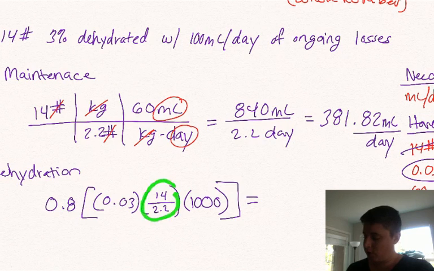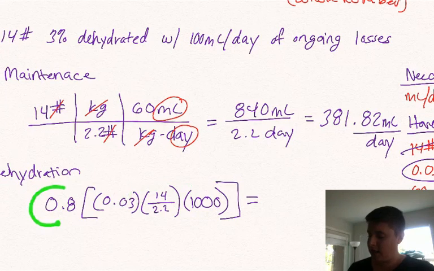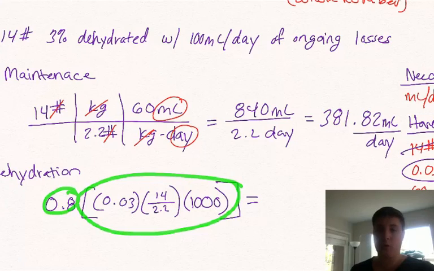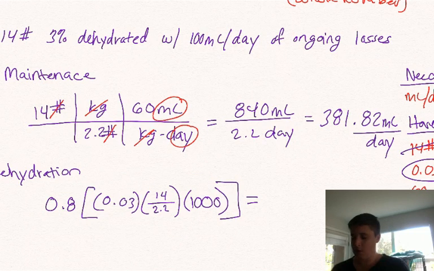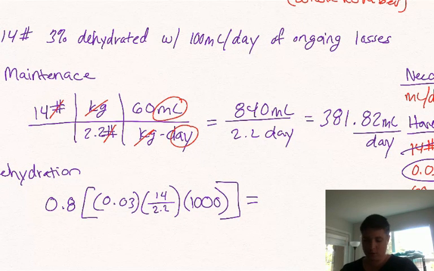So you're going to do this guy first, all right? Then you can multiply by both of these. And then lastly, you multiply by this because it's 80% of the total. If you multiply this too early, you end up taking 80% of one of the other ones. So remember your order of operations. So I'm going to go 14 divided by 2.2 equals, times 0.03, times 1,000, times 0.8. Oops, crap.